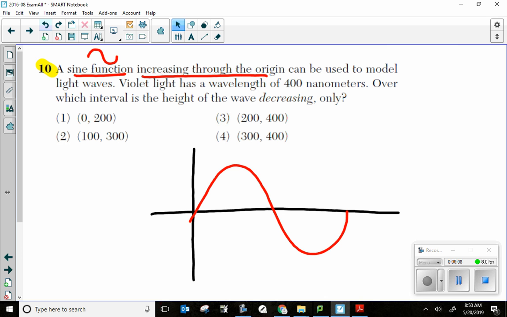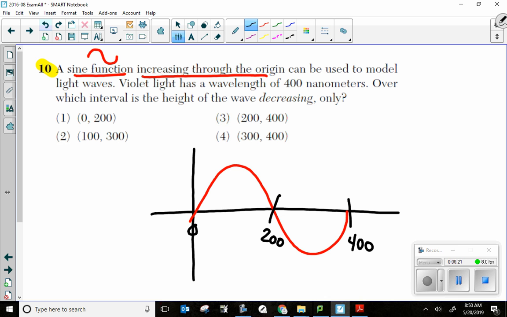First thing, it says it has a wavelength of 400. That means one length is 400. Half of 400 is 200. If this is 0, that means my high point is at 100, and my low point is at 300. I'm literally blocking those off.